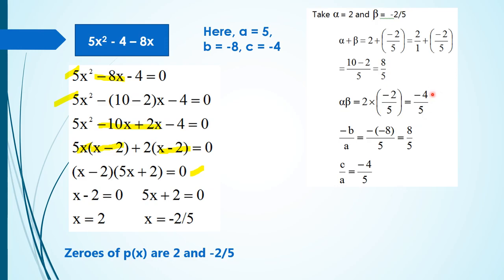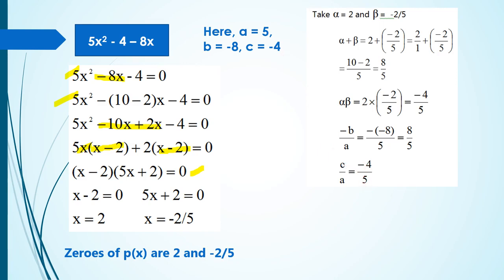Now minus b by a is, now here b is minus 8. Minus b will become minus of minus 8, that is plus 8. A is anyway 5. 8 by 5 will get. Coming to c by a, c is minus 4 and a is 5.